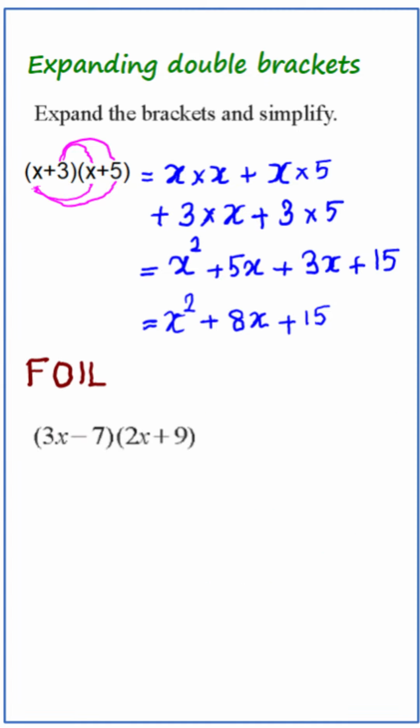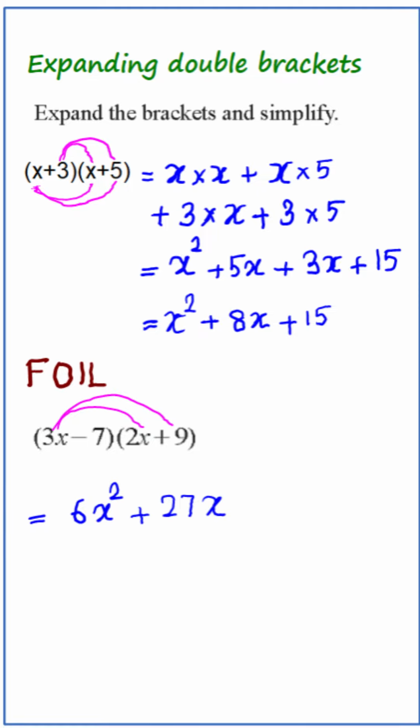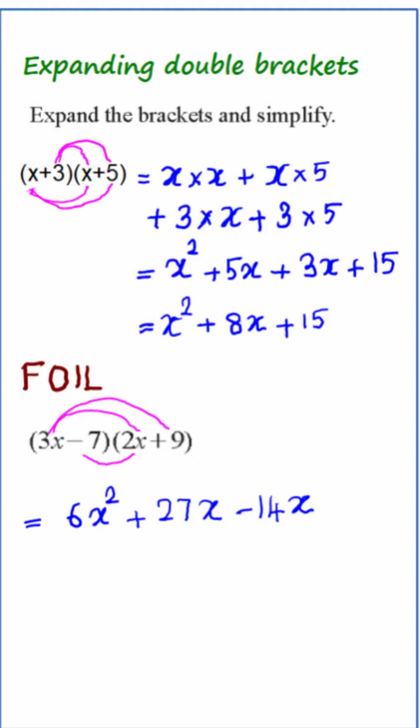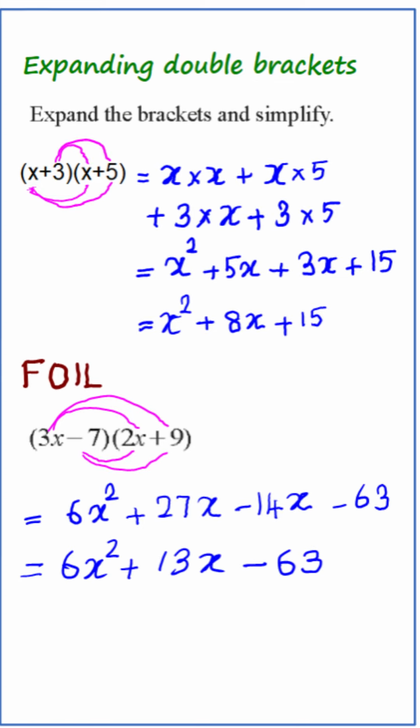Let's do this example by following the FOIL shortcut. First, the first terms of each bracket, 6x square. Then outer term is 27x. Then the inner term is negative 14x. The last term of each bracket is minus 63. Simplify this, we get 6x square plus 13x minus 63.